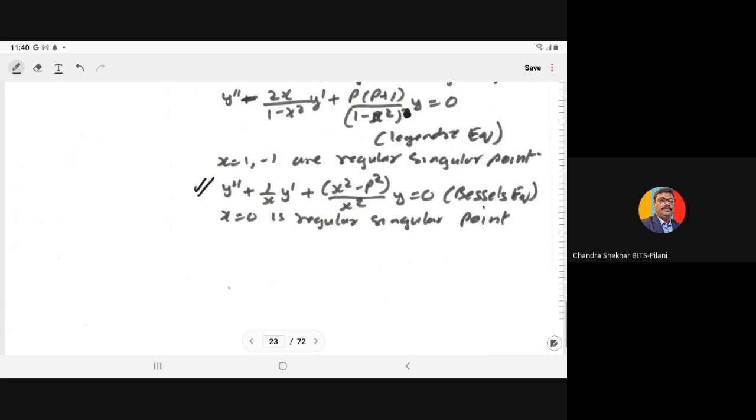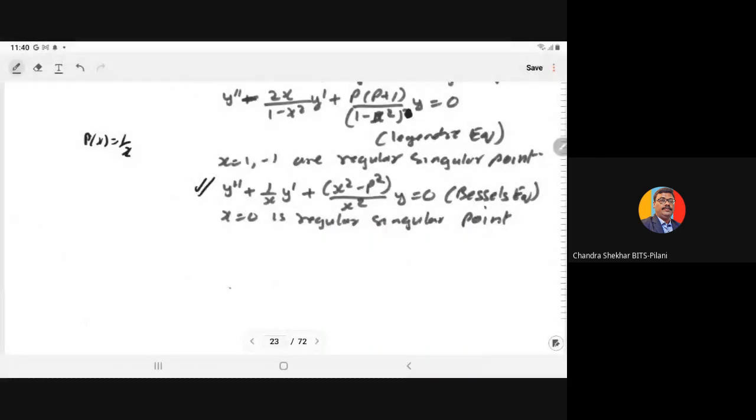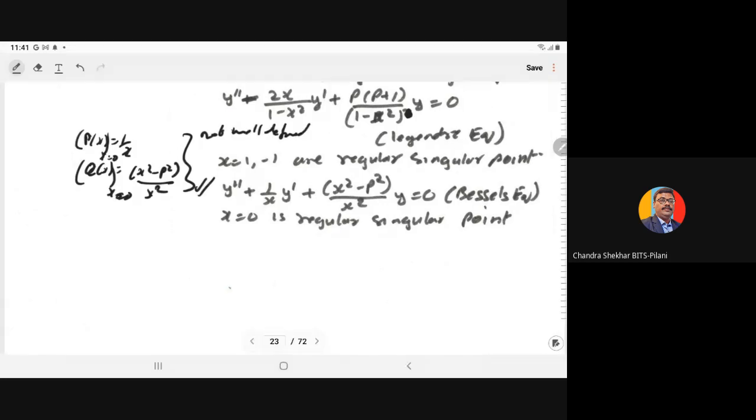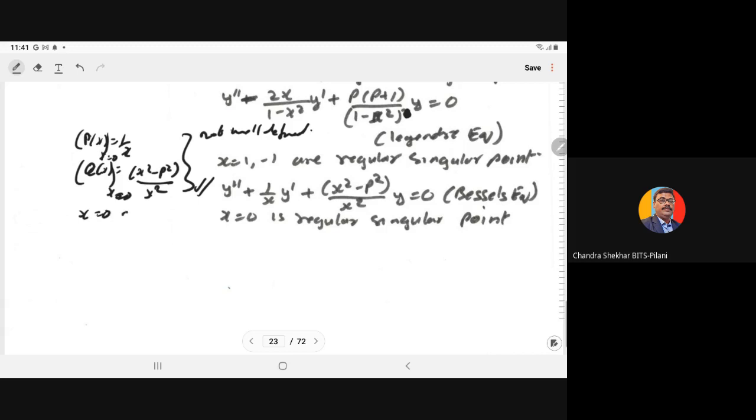X is equal to 0. It is not an ordinary point, which means it is a singular point. Here we have p(x) is equal to 1 upon x and q(x) is equal to (x square minus p square) upon x square. If you compute for x is equal to 0, both are not well defined. If they are not well defined, it means x is equal to 0 is the singular point.